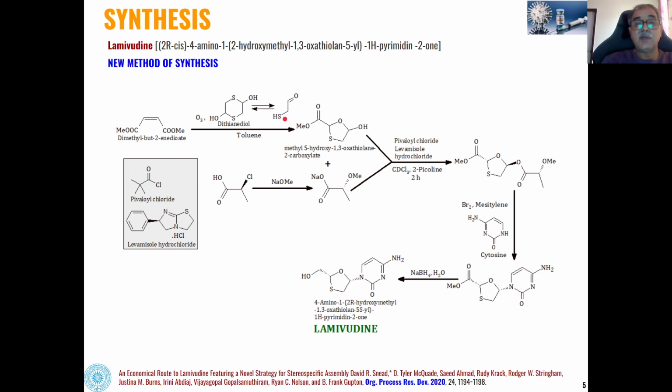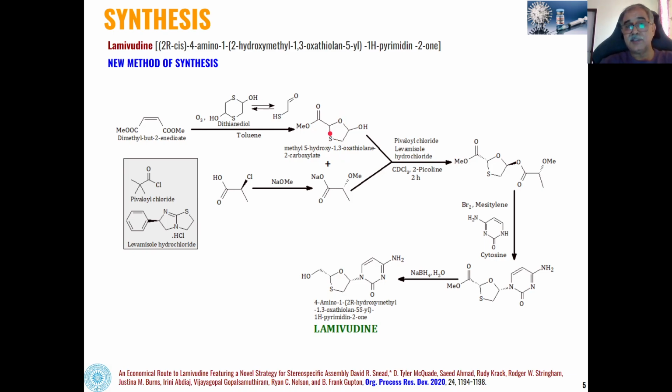So this thiol acetaldehyde condenses and cyclizes with this dimethyl dioate, and we get the same type of 1,3-oxathiolane derivative as the product. Nucleophilic substitution and cyclization lead to the formation of this heterocyclic compound.